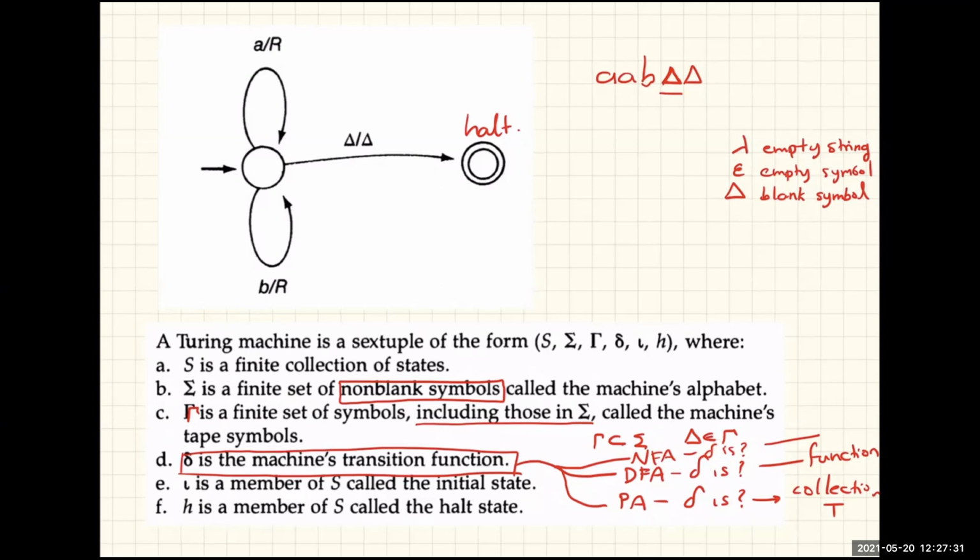It's not strictly a function because a function sets in correspondence to one value exactly one other value. Right. But here we can have several possible results of delta. Right. Then it cannot be a function. Then it has to be a collection. Let me recall the definition.